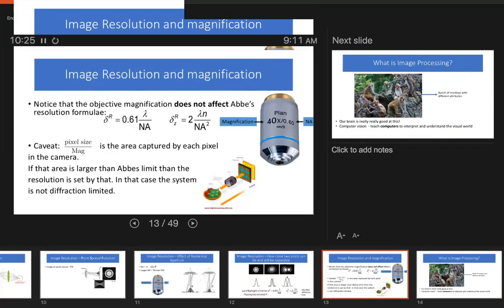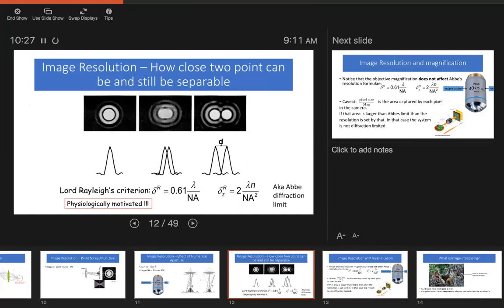Okay, so one thing that you probably noticed, or maybe not, in these formulas is that there is something that we usually care about in objectives that doesn't appear in these formulas. Can you have a guess or an idea? When someone tells you about the new objective that they got, what is the first thing they usually tell you about? Magnification. Magnification. As you can see, magnification does not appear here at all, right?